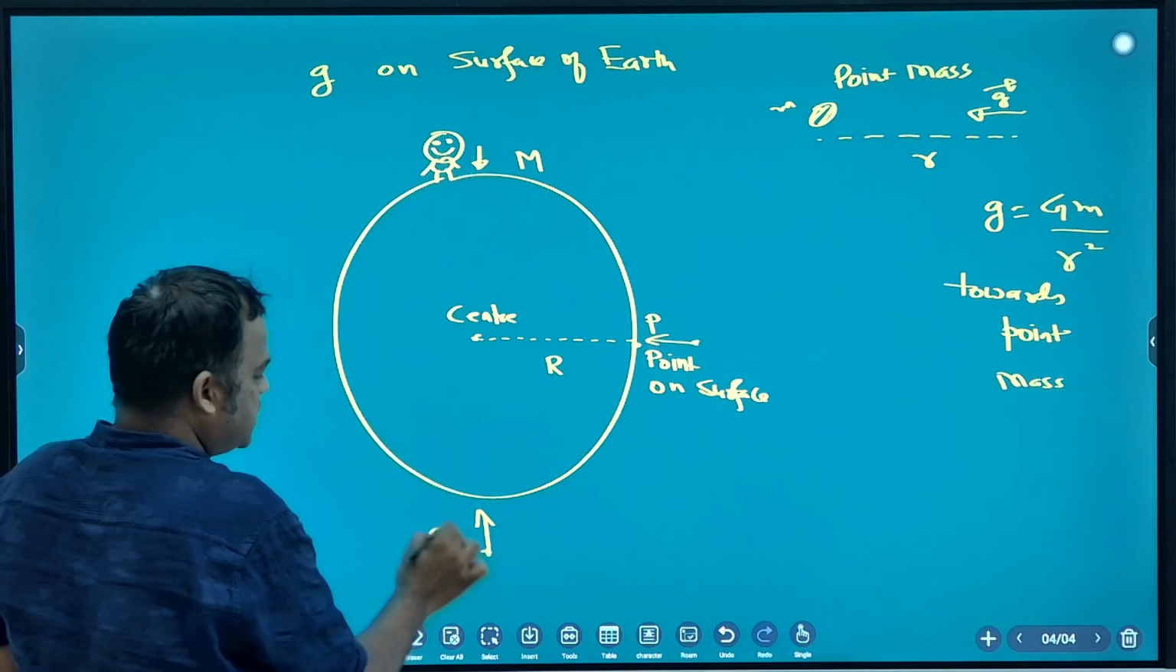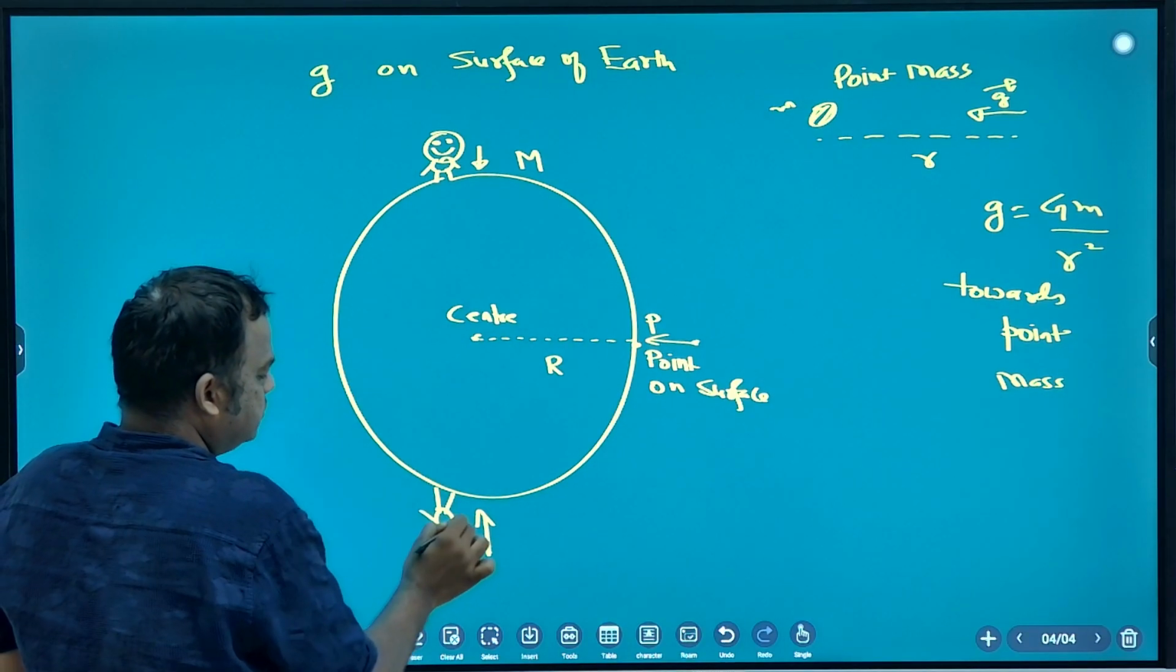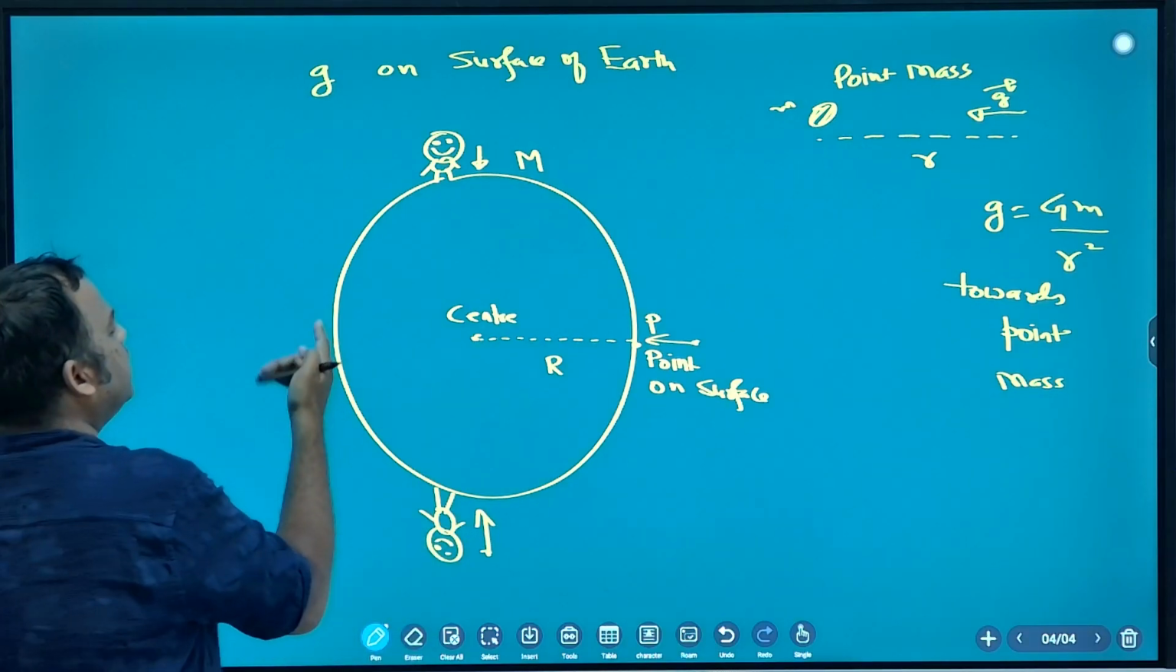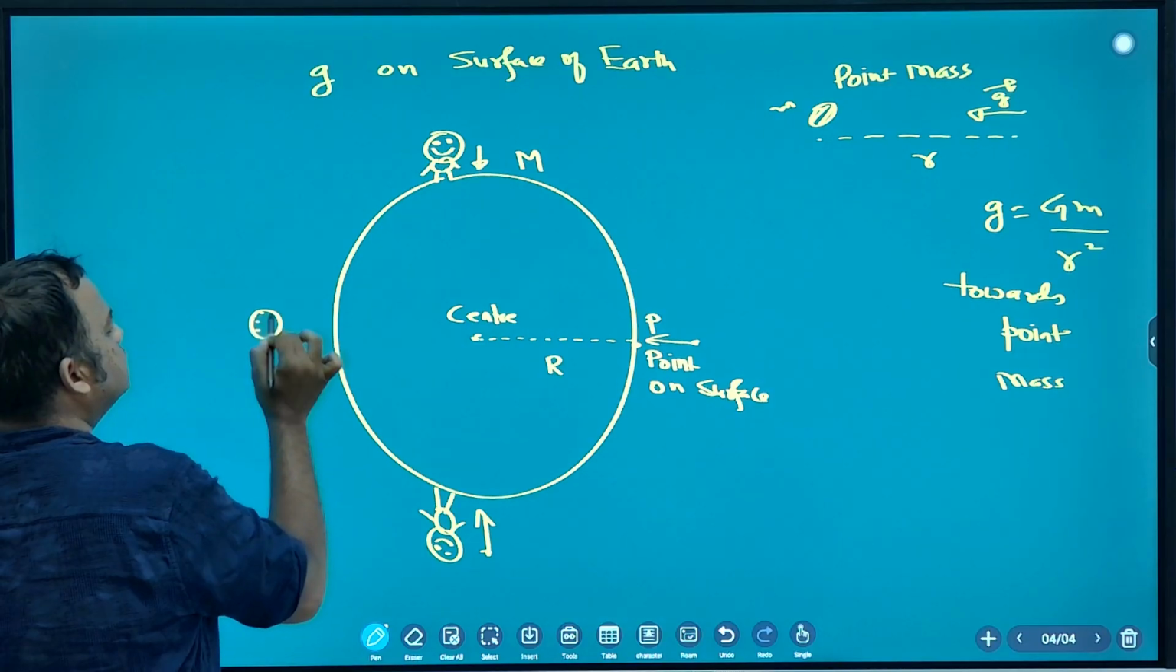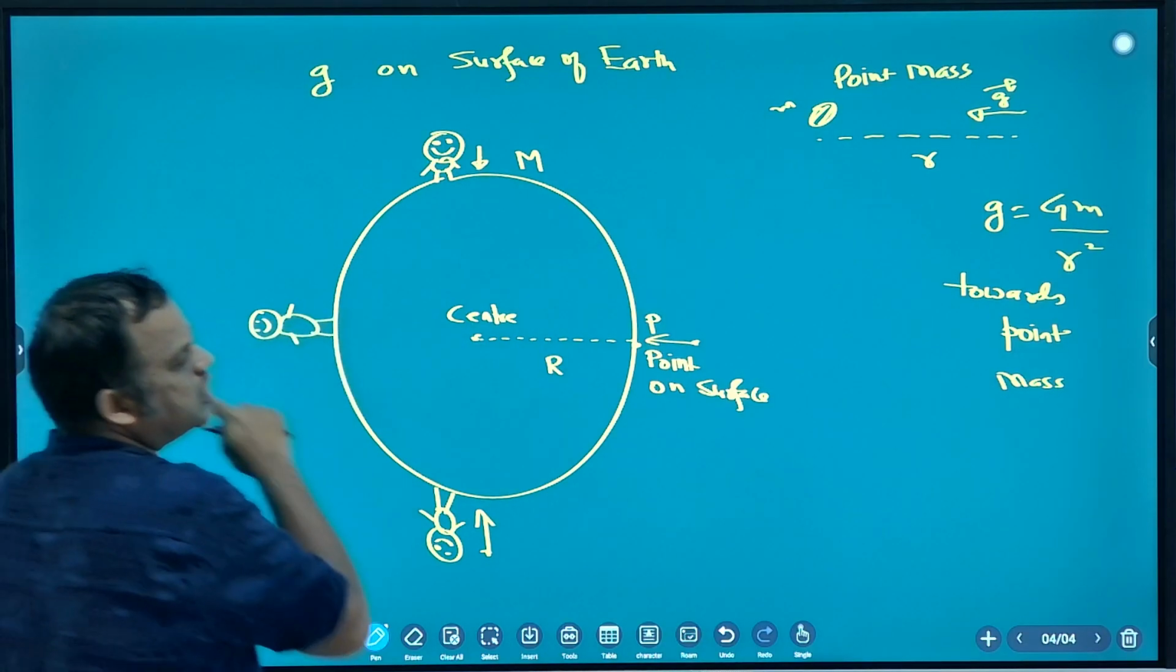South Pole, we will stand like this. Are you understanding this? South Pole. Equator, we stand like this. This is how we stand on the equator. Are you getting it?